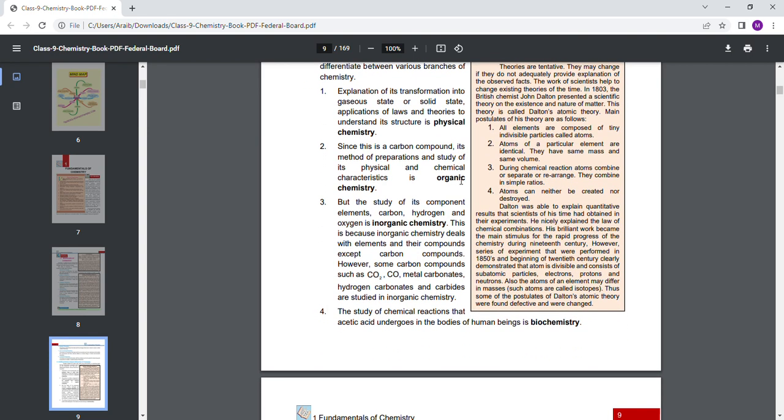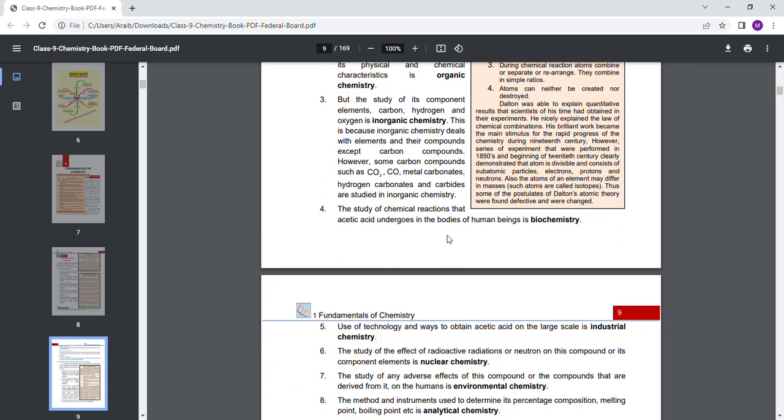Second, physical chemistry. Since this is a carbon compound, its method of preparation and study of its physical and chemical characteristics is organic chemistry, but the study of its component elements carbon, hydrogen and oxygen is inorganic chemistry. This is because inorganic chemistry deals with elements and their compounds except carbon compounds. However, some carbon compounds such as CO2, CO, metal carbonates, hydrogen carbonates and carbides are studied in inorganic chemistry.